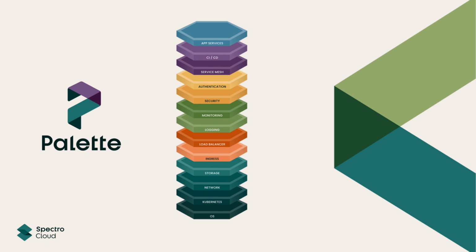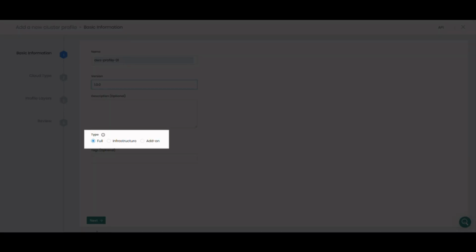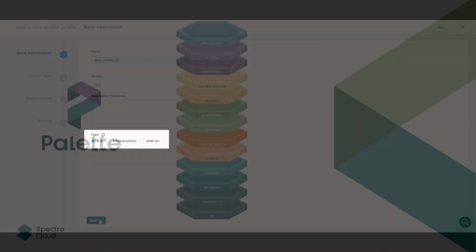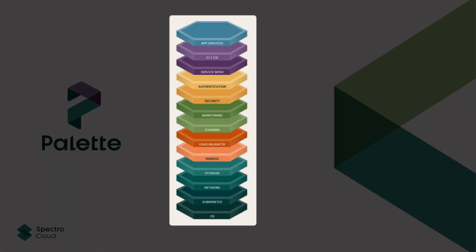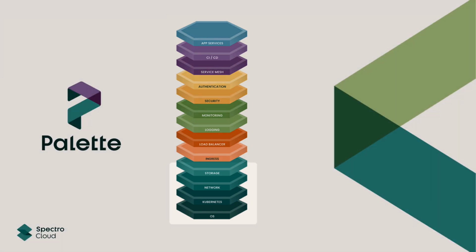The primary unit of management in Palette is the cluster profile. Cluster profiles make up the various layers that we call packs. Cluster profiles are declarative and reusable templates that can be used to build and manage clusters any number of times. Cluster profiles are one of three types: full, infrastructure, or add-on. Full profiles are made up of both infrastructure and add-on packs.